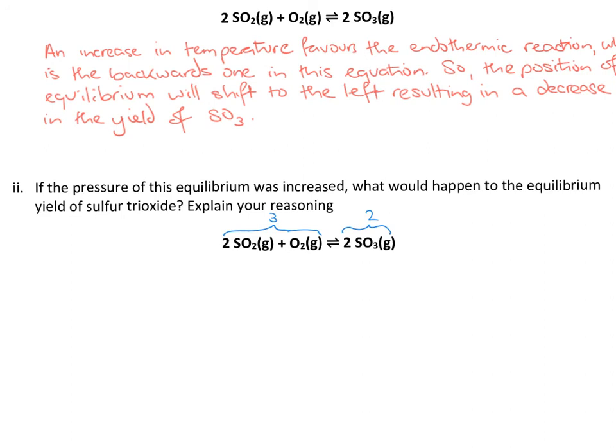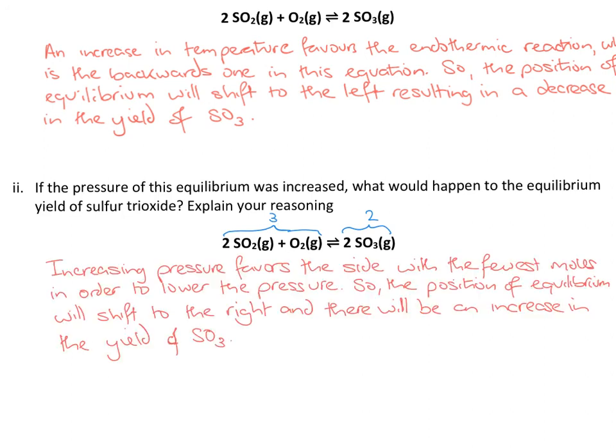Again, it's likely to be a 3-mark question, so the way that we would phrase our final answer is as follows. Increasing the pressure favours the side with the fewest moles, that's the right. The position of equilibrium shifts to the right, and there'll be, as a result, an increase in the yield of sulfur trioxide. So I hope that's been a useful recap of equilibria.